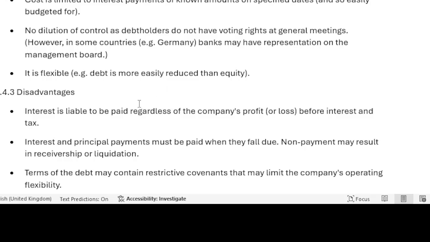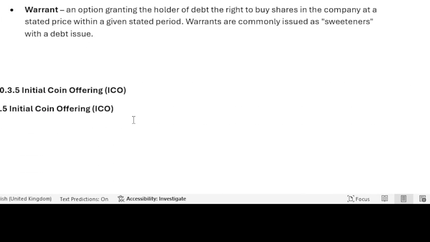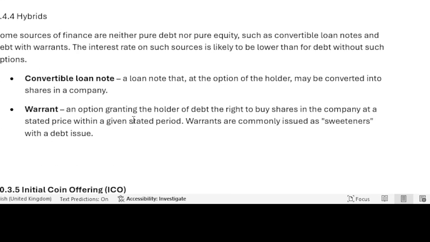Then terms for debt may contain restrictive covenants that may limit you from having flexible operations. So those are the challenges of having long-term debt.